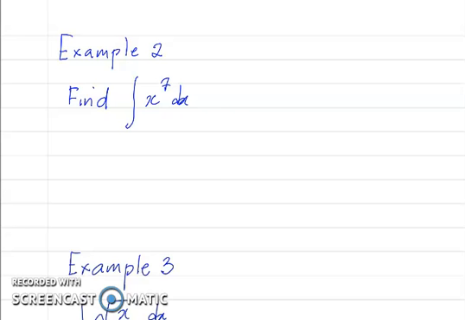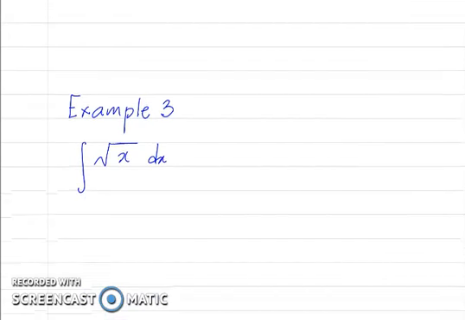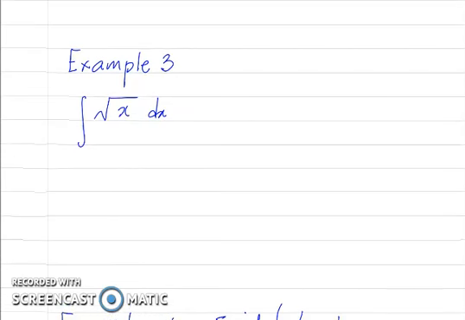Example 2, similar idea. We're asked to find the integral of x to the 7 dx. So we're again integrating a function of the form x to the n. In such a case, we must increase the power by 1, so the power becomes 8, divide by the new power, and then add c, which is the constant of integration. Example 3, which is of a similar form.